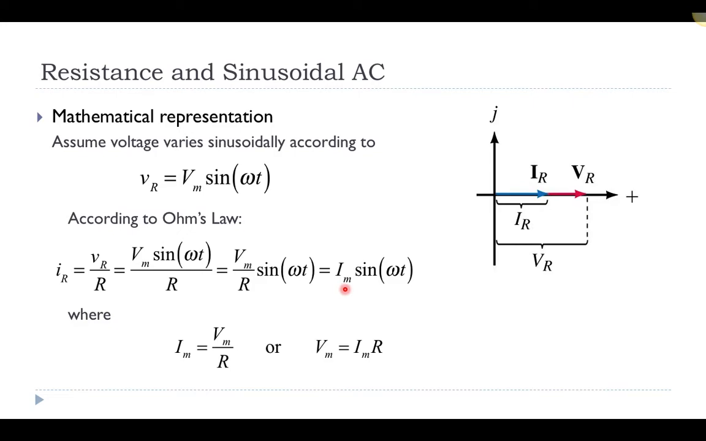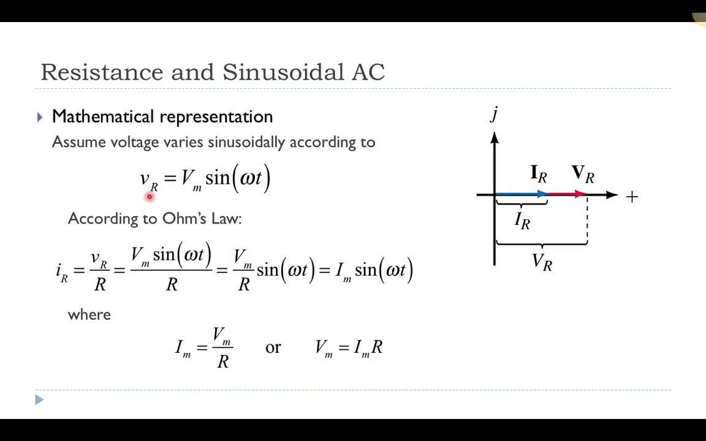Now I have something that represents sinusoidal varying current, where the current is in phase with the voltage supply. They both have the same phase angle. I can determine the maximum value, or amplitude, of the current by taking the amplitude of the voltage across the resistor and dividing by the resistance. Or we can write it in this way. There are different ways that we're writing things here, and we have to be careful.